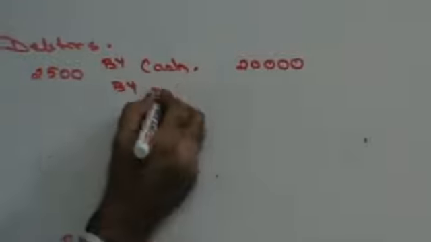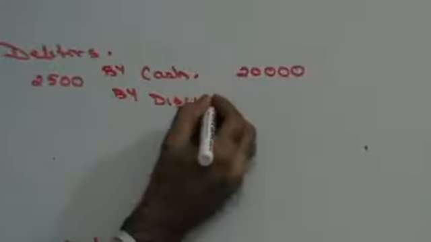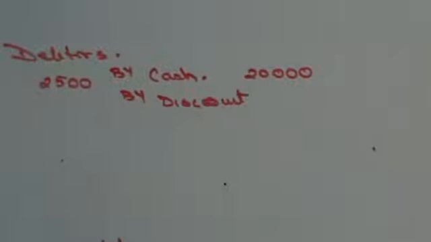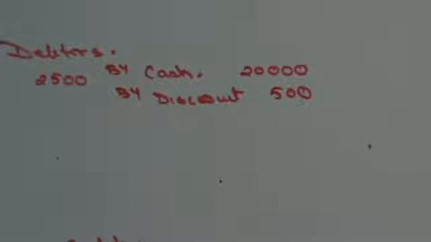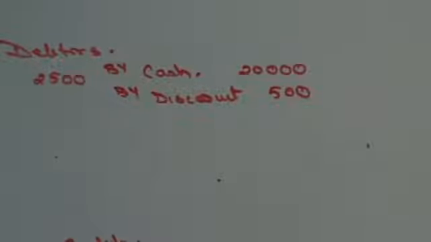Cash discount allowed to debtors, right? Cash discount allowed to debtors on the credit side, because in P&L account it will come on the debit side. Therefore discount account it should be on the credit side. Amount is 500.